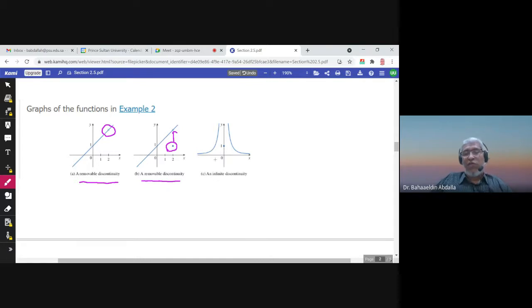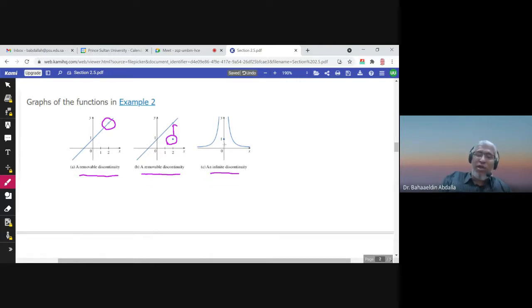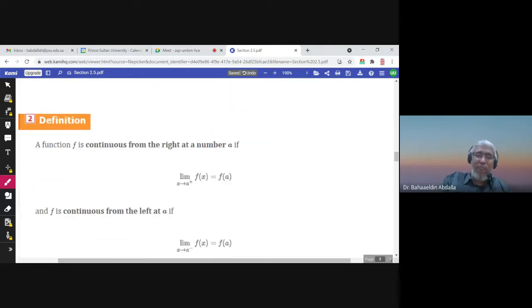While this discontinuity is not removable, it's an infinite discontinuity. You cannot do anything here, okay? It will remain discontinuous. It's not removable. It's an infinite discontinuity.